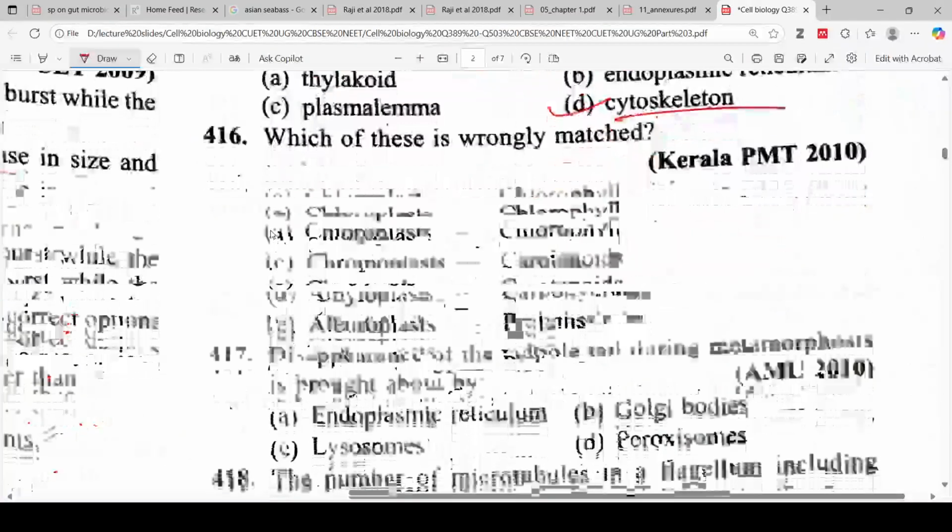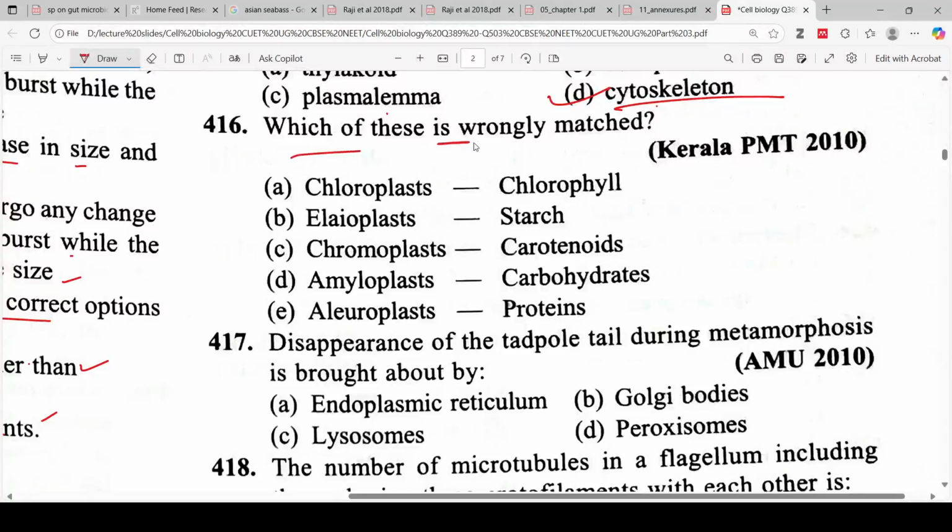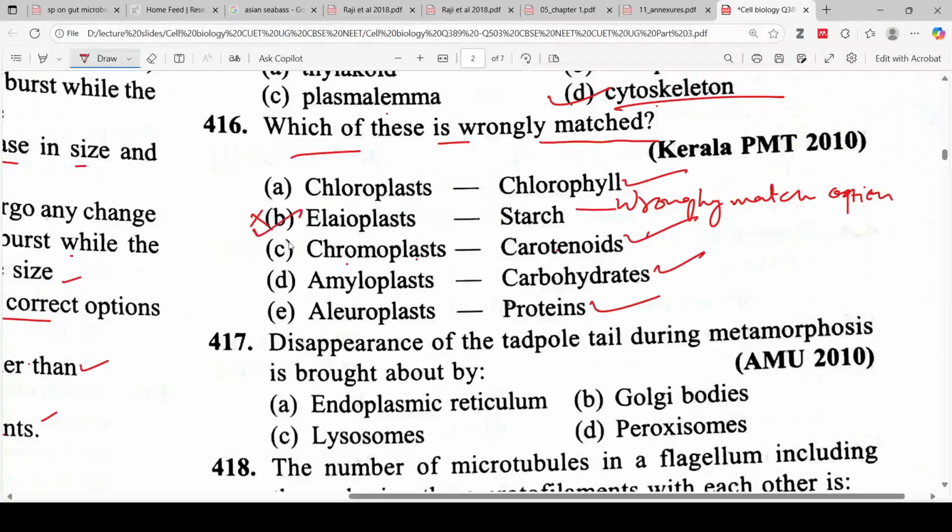Next question: which of these is wrongly matched? Chloroplast, chlorophyll. This option is correct. Elaioplast, this option is not correct. Chromoplast, carotenoids. This option is correct. Amyloplast, carbohydrate. This option is correct. Erythroplast, correct. So the wrongly matched option, option B, will be the correct answer.